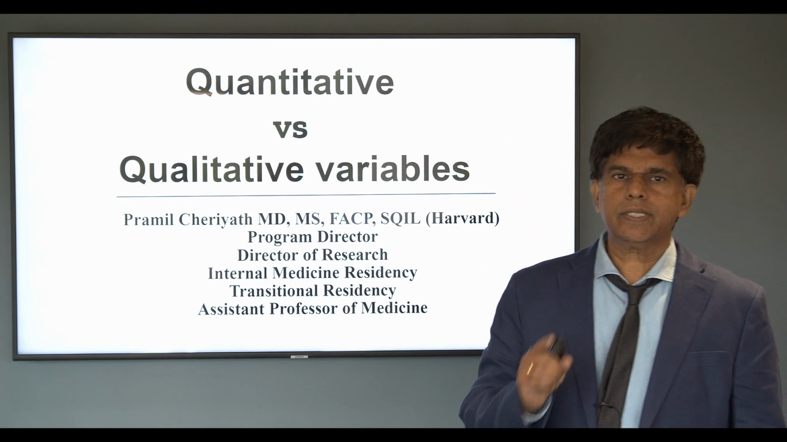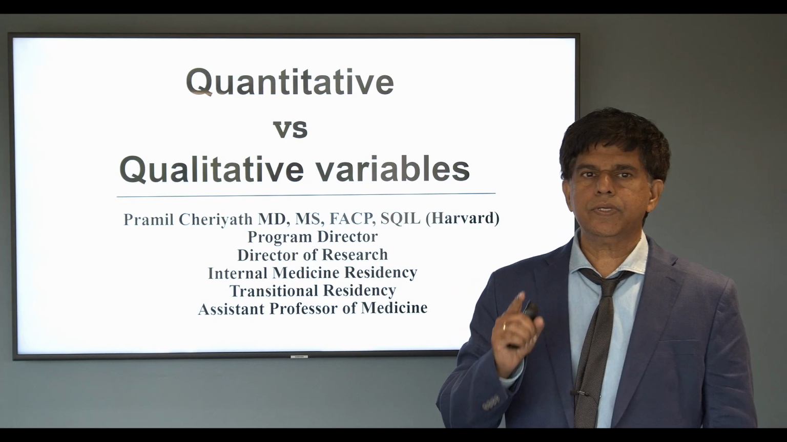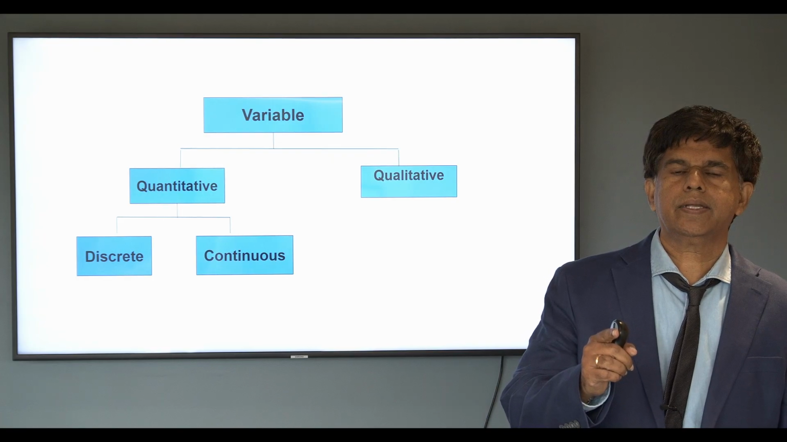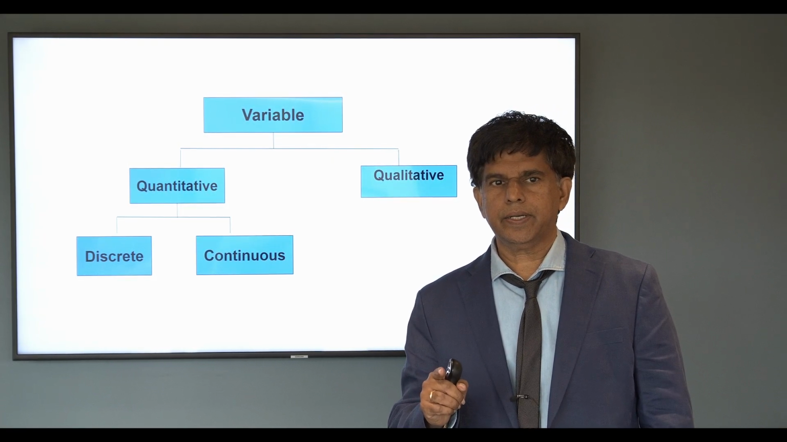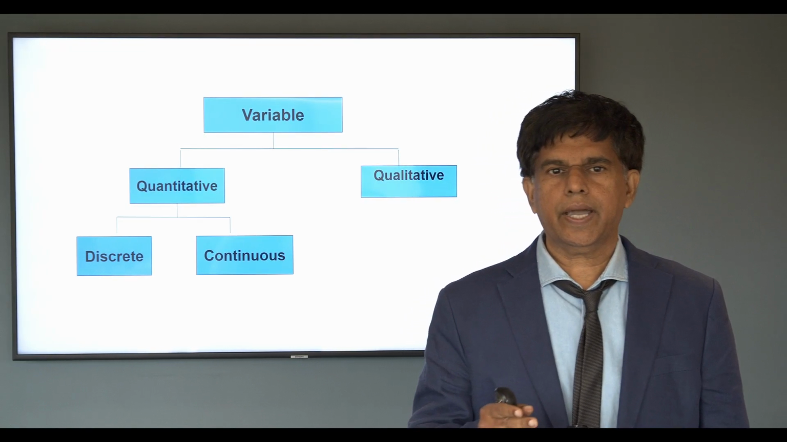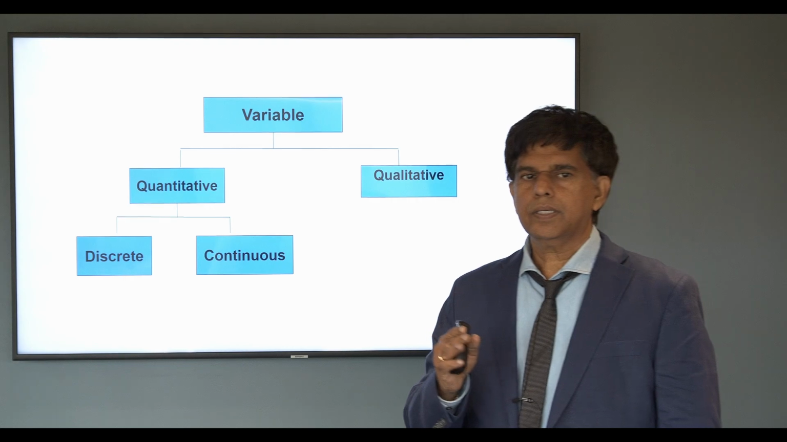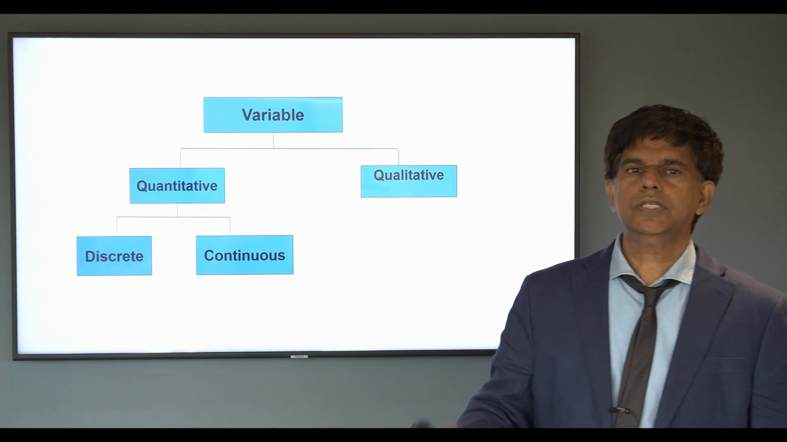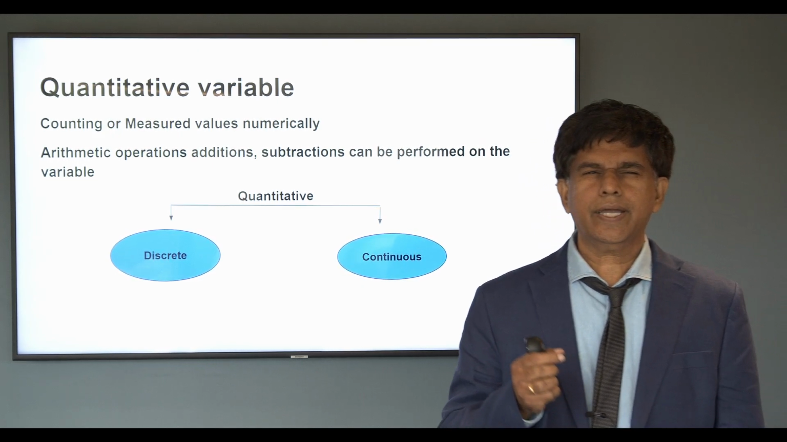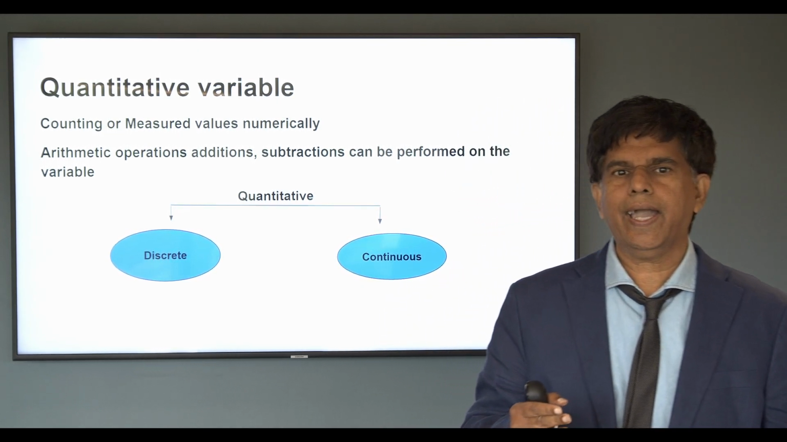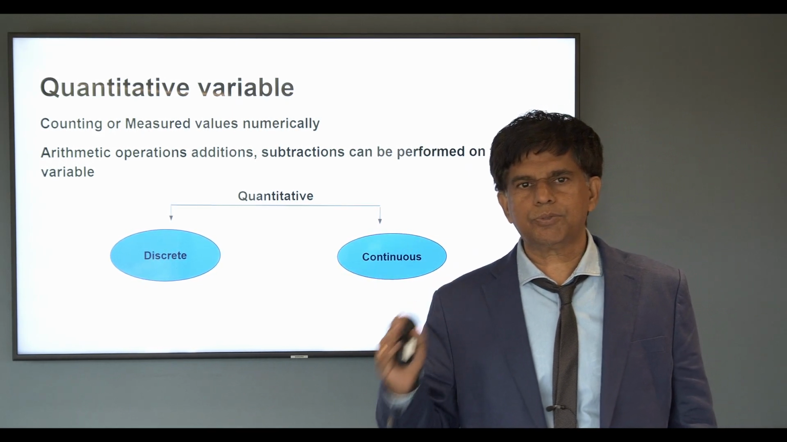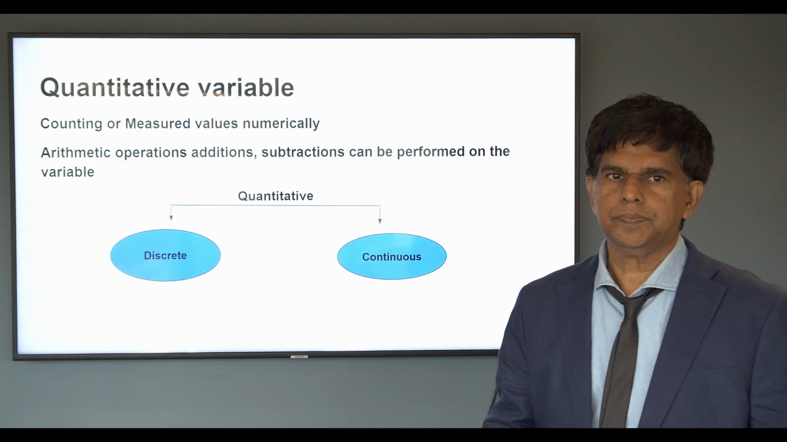So when we look at variables, broadly we're going to make them into two categories. One is quantitative variable and the other one is qualitative variable, okay? And the quantitative variable, we can put into two categories, discrete or continuous variable. Now, when we look at the quantitative variable, you're actually counting or measuring the value numerically. Any kind of arithmetic operation like addition, subtraction can be performed on the variable.